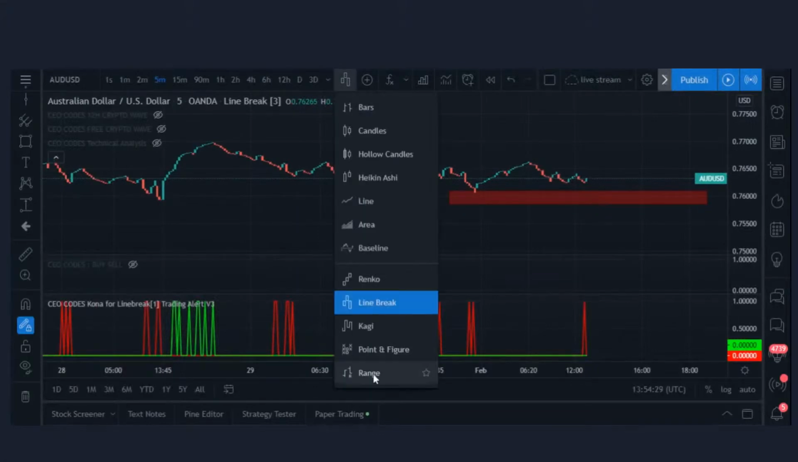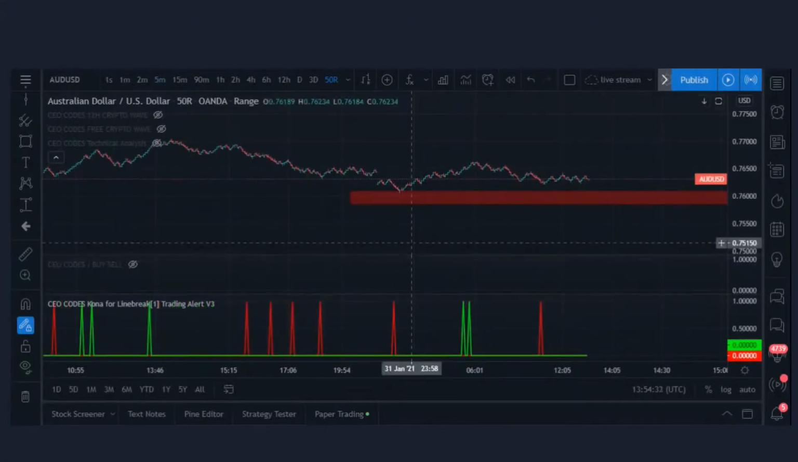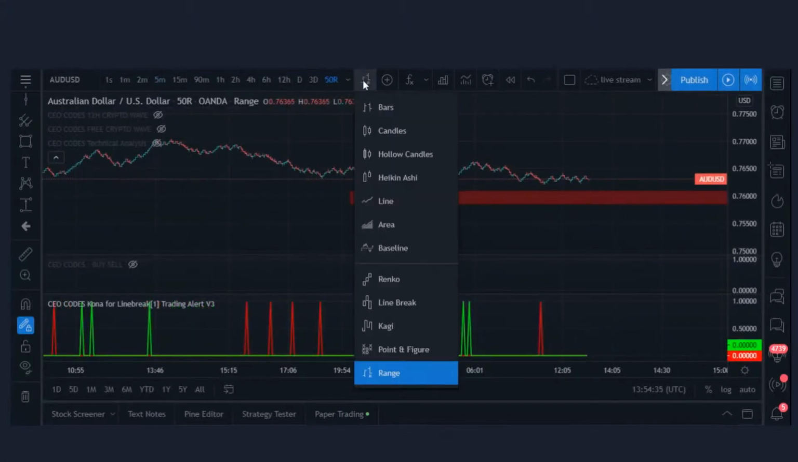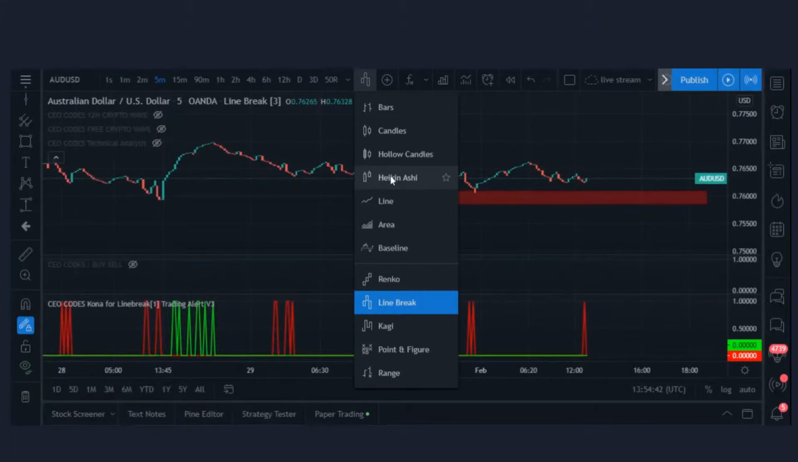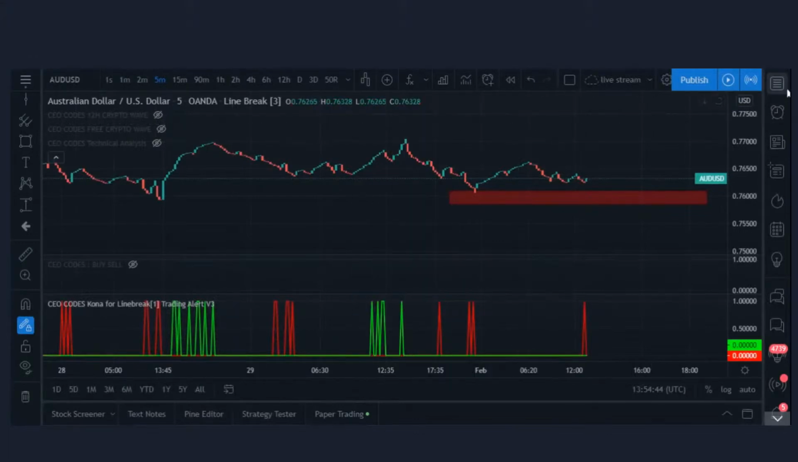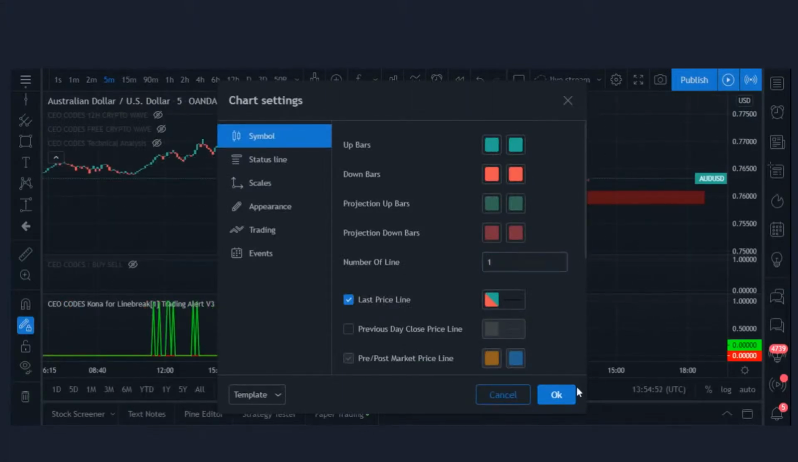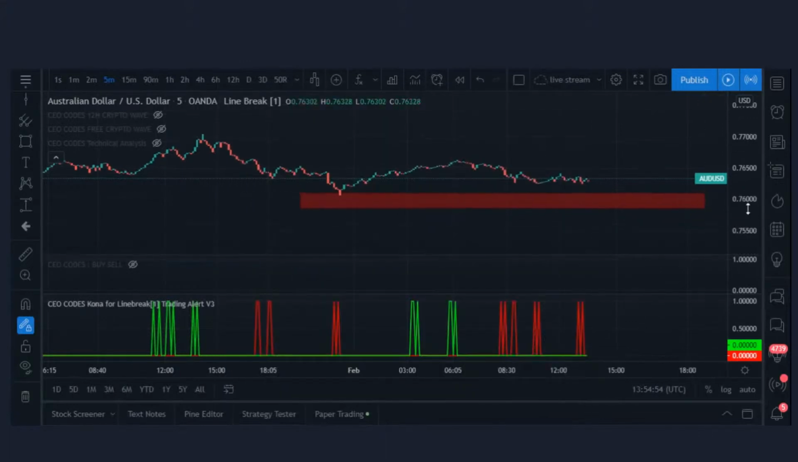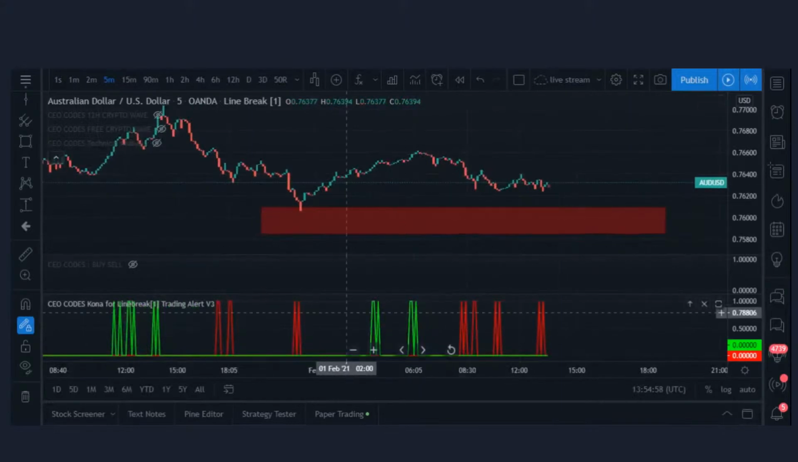We also have something called range. Oh, give me a second. I think I made a mistake. Look, line break. I think it was 3. No, it shouldn't be. It should be line break 1. Yeah, look at that. This does not repaint.